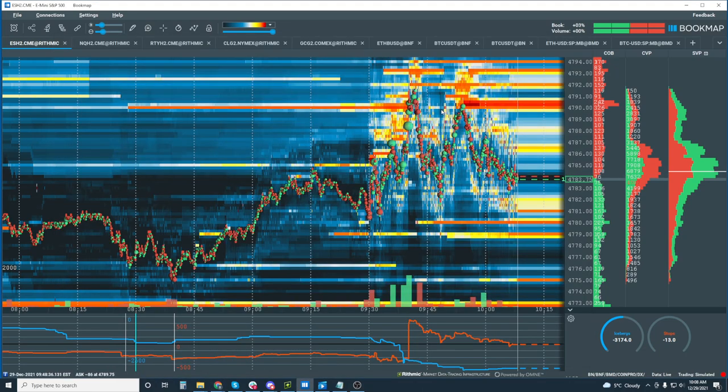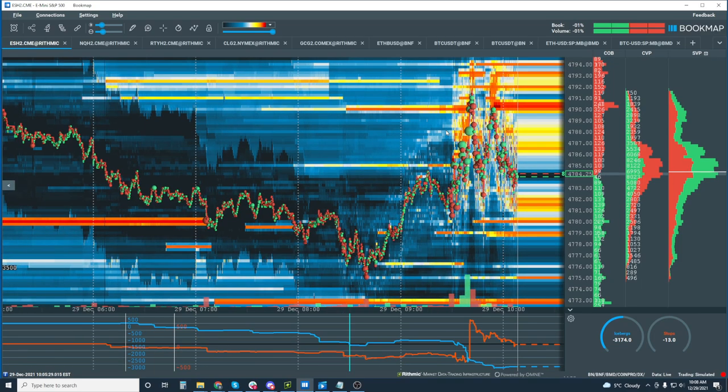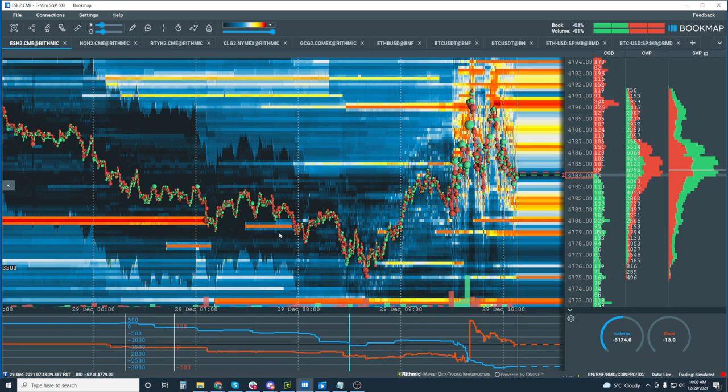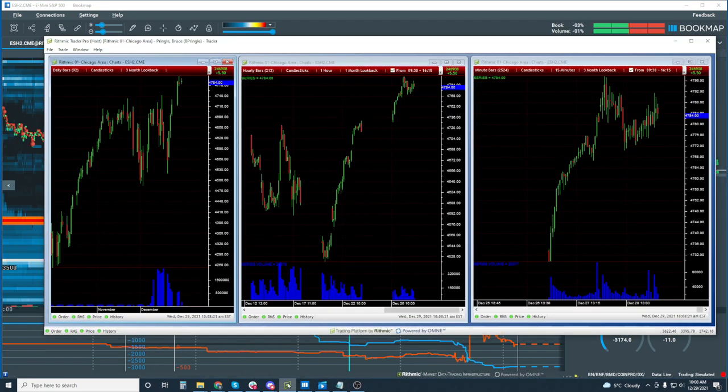So let's just jump into some of these futures now and review some things we've been covering the last couple of days. We'll start with a higher time frame, looking at the S&P E-mini here.